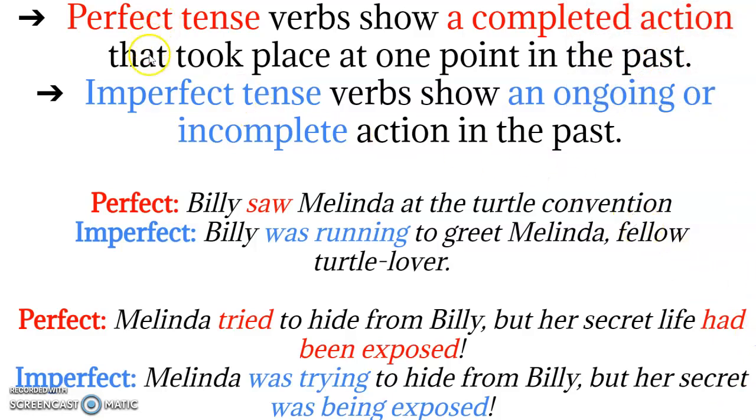Okay. Perfect tense verbs, which is what we're going to be focusing on this week, show a completed action in the past. It took place at one point. Whereas the imperfect tense that we've been learning about shows an ongoing or incomplete action in the past.